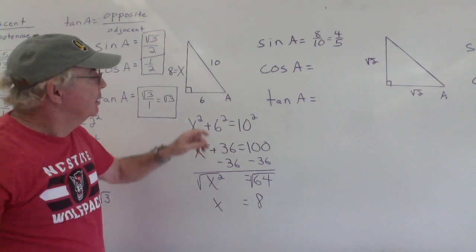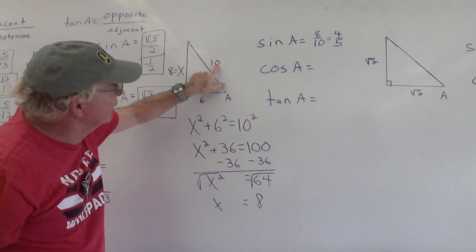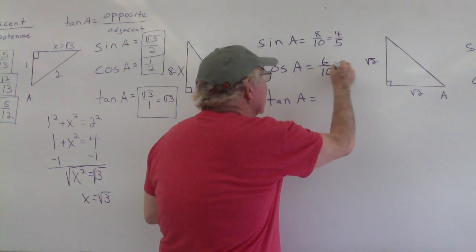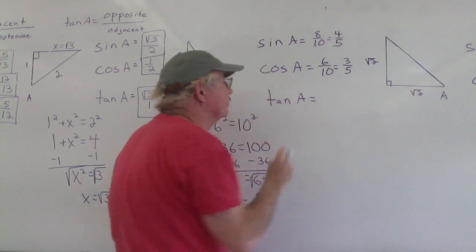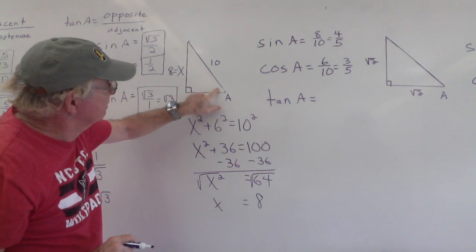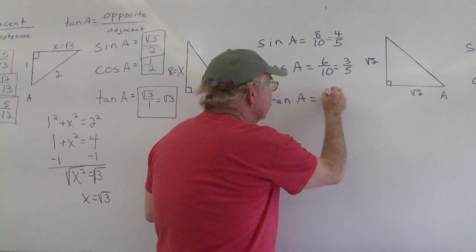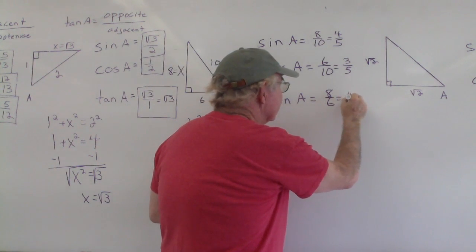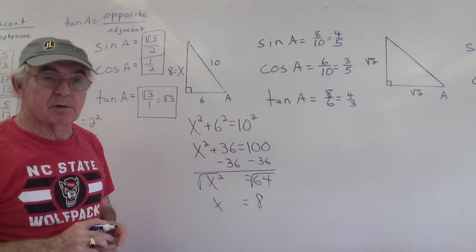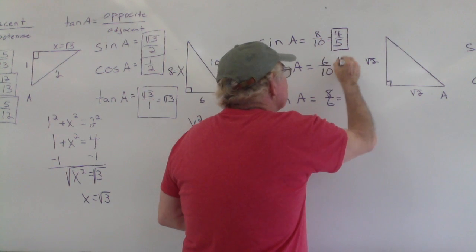The cosine. The cosine is the adjacent, 6, over the hypotenuse, 10. And we will reduce. And the tangent. The tangent is the opposite over the adjacent. And we will reduce. So there you go. There's our 3 trigonometric ratios in reduced form.